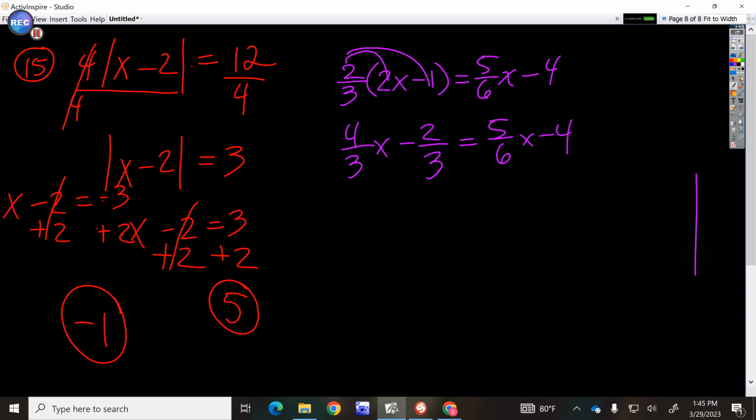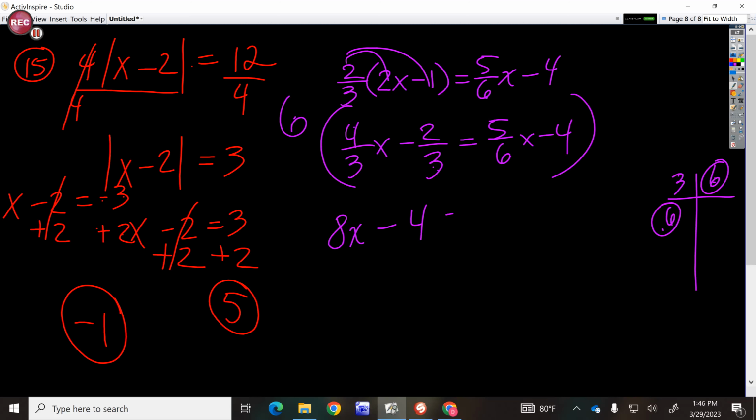Between 3 and 6, where do they meet first? At 6. 3 times 1, 3. 3 times 2, 6. 6 already matches. That's how you find these values. So multiply everything by 6, which means multiply the top by 6 and divide by the bottom. So 6 times 4, 24. Divided by 3, 8. 6 times -2, -12. Divided by 3, -4. 6 times 5 is 30. Divided by 6, 5. Don't forget the x. And then 6 times -4, -24.